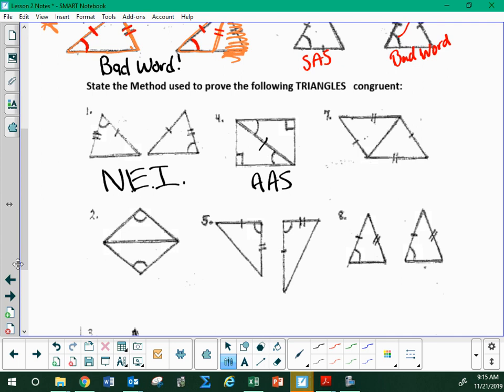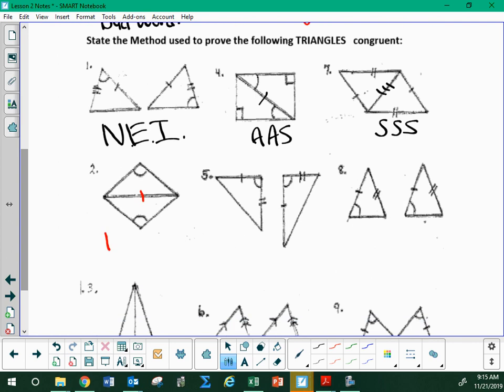Alright, number 7. Good, side, side, side. Number 2. No. Number 5. Side, angle, side. So again, we just need to make sure our corresponding information matches up. I have a 1 tick mark, followed by a 1 arc, followed by 2 tick marks. It's basically just that. Backward.